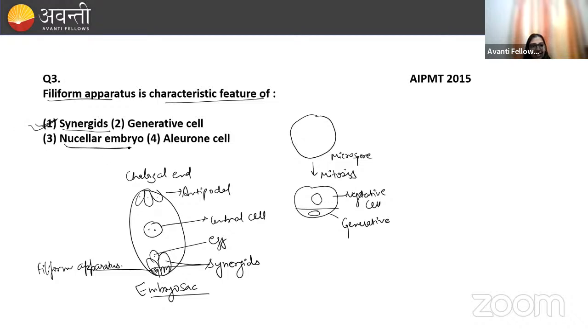Nucellar embryo, this is a case of apomixis, when the nucellar cells, without fertilization, directly form the embryo.